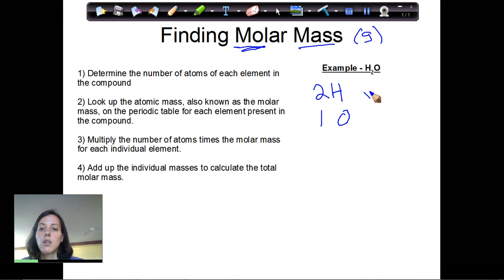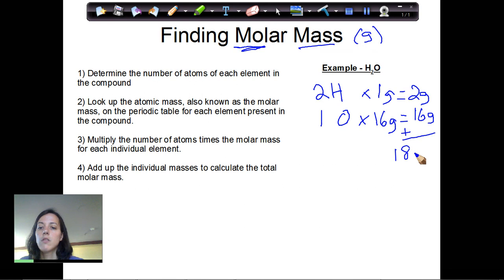Hydrogen's mass on the periodic table is 1 gram, so we're going to multiply 2 times 1 to get a total of 2 grams, whereas oxygen's mass on the periodic table is 16. You can just round that up to 16, it's close enough. 1 times 16 is just 16. So now if we add the 2 grams from hydrogen and the 16 grams from oxygen, 2 plus 16 gives us the molar mass of water being 18. And that is really useful when we want to figure out how much a mole of something weighs, which is what we're going to do next.